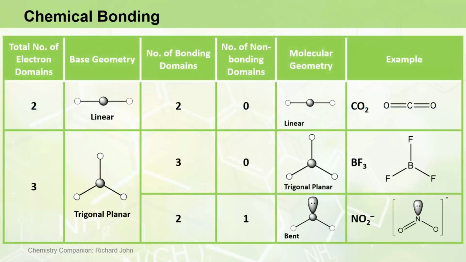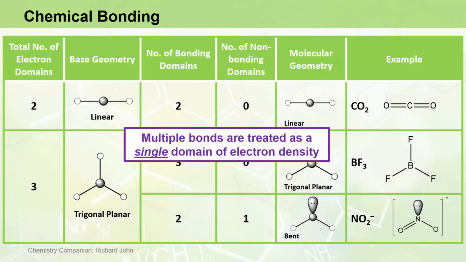We can use this table as a guide for determining the molecular geometry of molecules, so long as we know the total number of electron domains, as well as the number of bonding domains and the number of non-bonding domains. You will note that this table refers to the number of electron domains rather than electron pairs. This is because in determining molecular geometry, multiple bonds, that is double bonds or triple bonds, are treated as if they were a single pair of electrons, or more correctly, a single region or single domain of electron density.